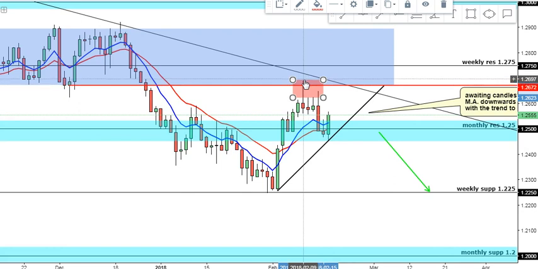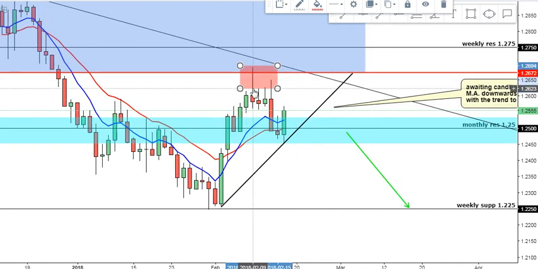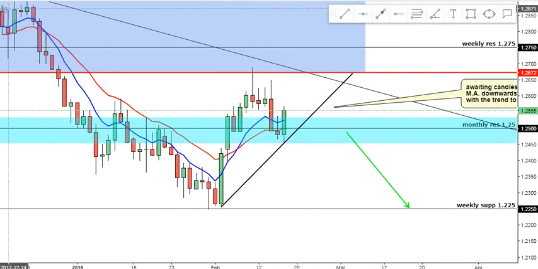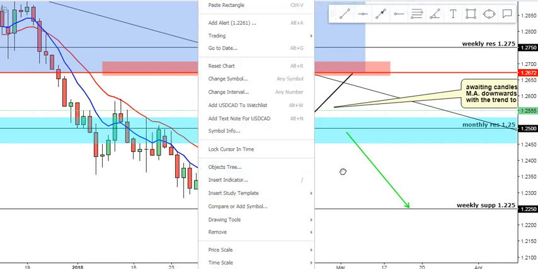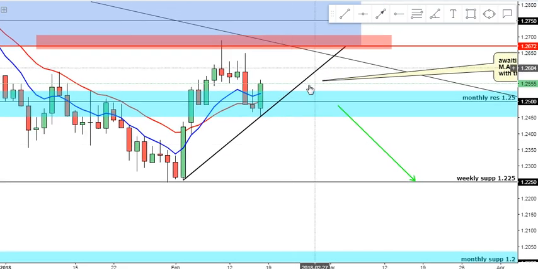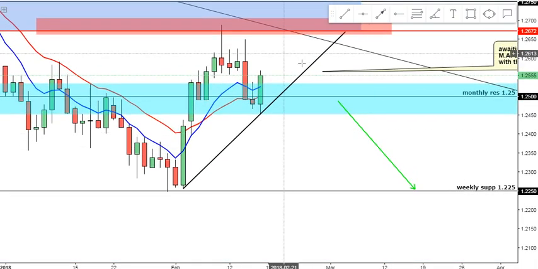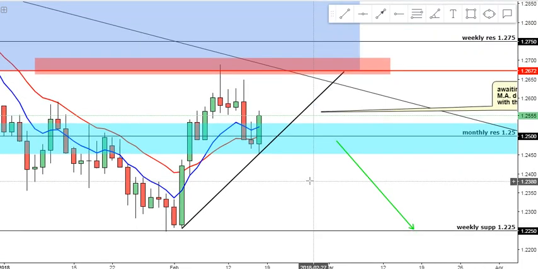So we tested this as a resistance, so we can finally break through and go lower, now that the price has retested the resistance. Now it's going back and forth to create an ascending triangle, which will be made of this resistance and this thick line, which is the counter trend line. So if the market fully breaks this counter trend line, we can go for a short to the weekly support of 1.225.